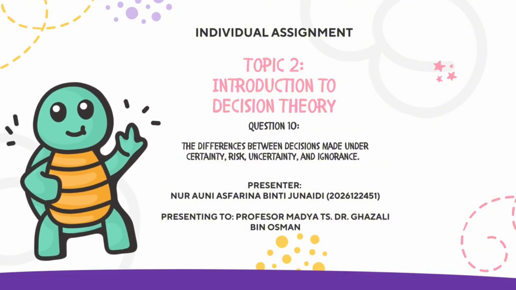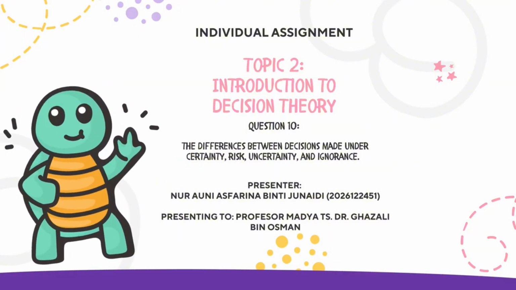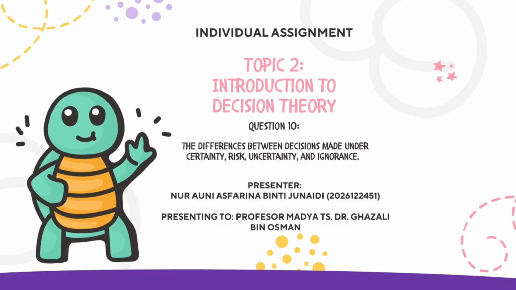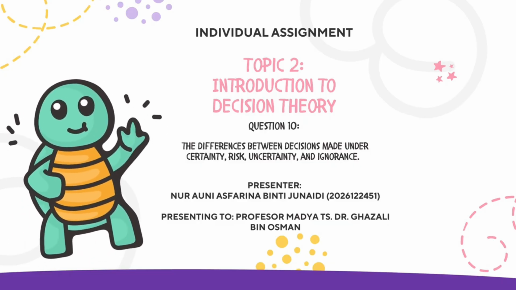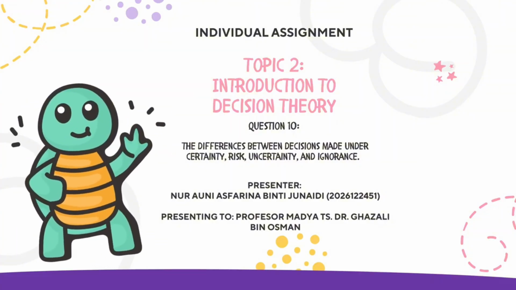IMS555, Topic 2, Introduction to Decision Theory. Question 10. The difference between decision made under certainty, risk, uncertainty, and ignorance.